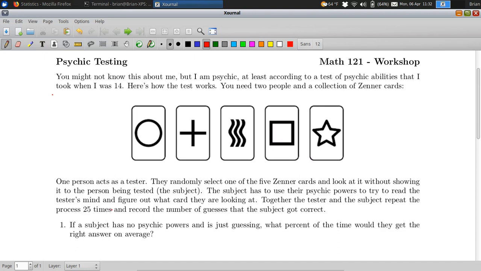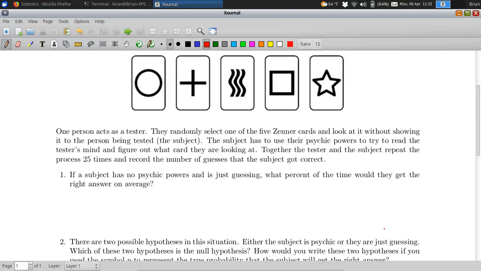So first of all, if somebody is not psychic and they're just guessing, then what percent of the time would they get the right answer on average? Looking at these 5 cards, if you're just guessing, you're going to either guess, oh, I think it's a star, or I think it's the wavy squiggly lines. And how often are you going to be right? Well, since it's just a guess and there are 5 possible choices, I'll let you think about that for a second. What's the probability they're going to guess right? Well, it's 1 out of 5, right? So that's the probability they're going to be right.